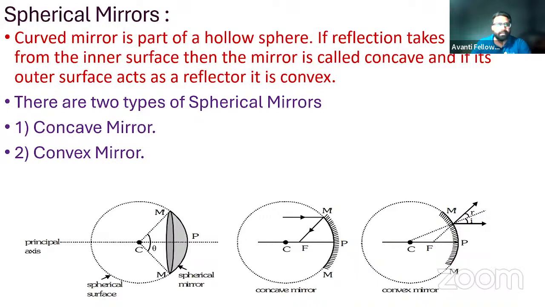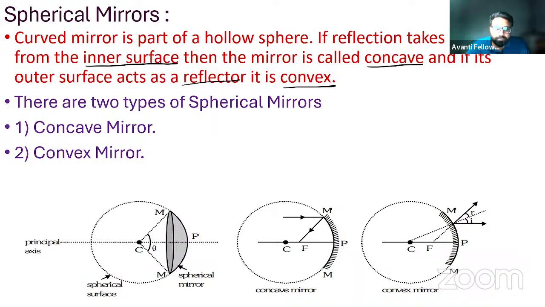ठीक है. So a curved mirror is that part of a hollow sphere. And if the reflection is taking place from the inner surface, then the mirror is called a concave mirror. And if its outer surface acts as a reflector, then that part is convex. तो उस मिरर को हम क्या बोलेंगे? कन्वेक्स मिरर बोलेंगे. ठीक है.